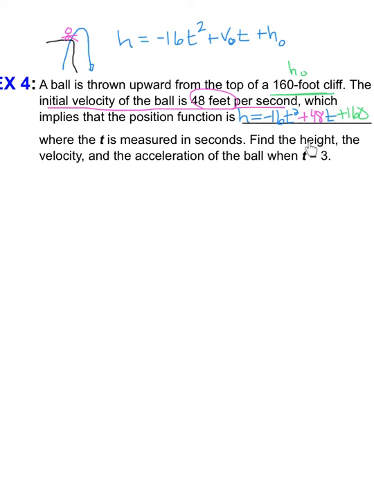So the height is our position function. So we're going to put 3 into the position function, substituted in there. Then we have to find the velocity function, which is the first derivative, and put 3 into that. And then we have to find the acceleration function, which is the derivative of the velocity function. So it's the second derivative. And so then we have to put 3 into there. So here we go. Step 1.